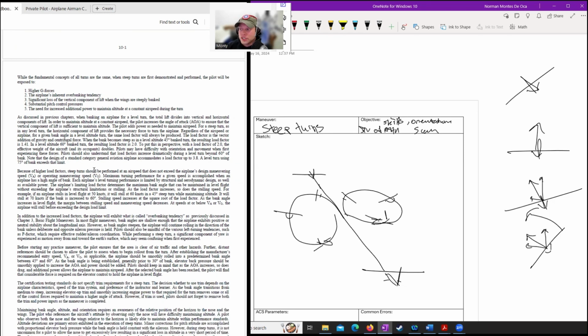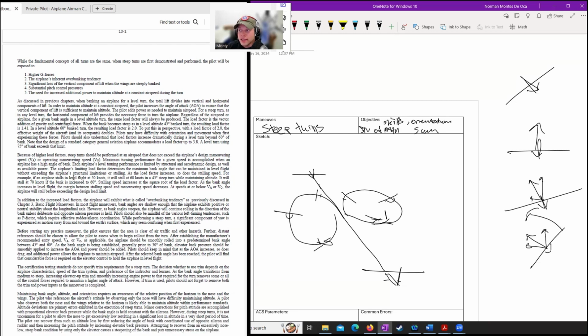Because of higher load factors, steep turns should be performed at an airspeed that does not exceed the airplane's design maneuvering speed, or VA, or operating maneuvering speed, VO. Maximum turning performance for a given speed is accomplished when an airplane has a high angle of bank. Each airplane's level turning performance is limited by structural and aerodynamic designs, as well as available power. The airplane's limiting load factor determines the maximum bank angle that can be maintained in level flight without exceeding the airplane's structural limitations or stalling.